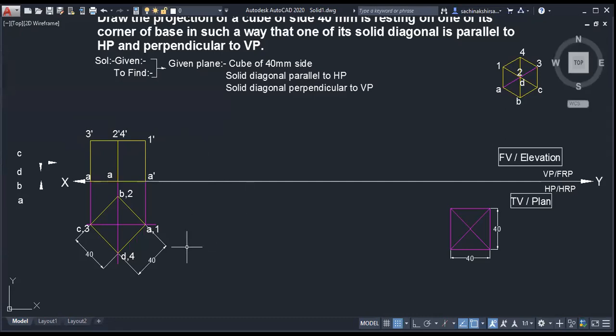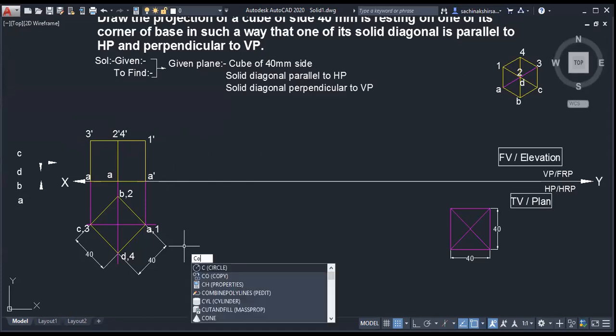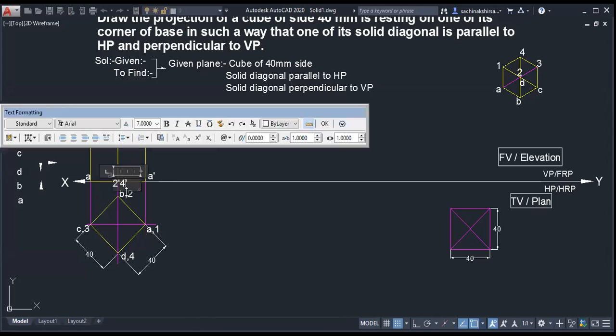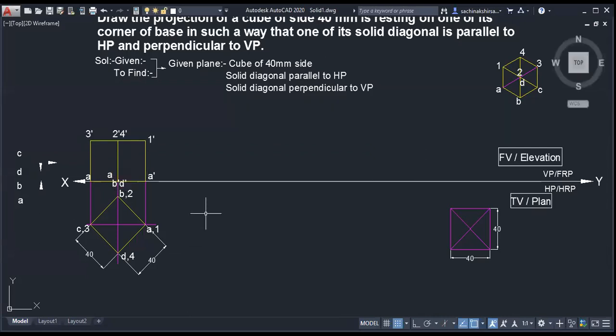Similarly, A dash, then B dash, D dash. Which point will be there? D dash, D dash. C dash.